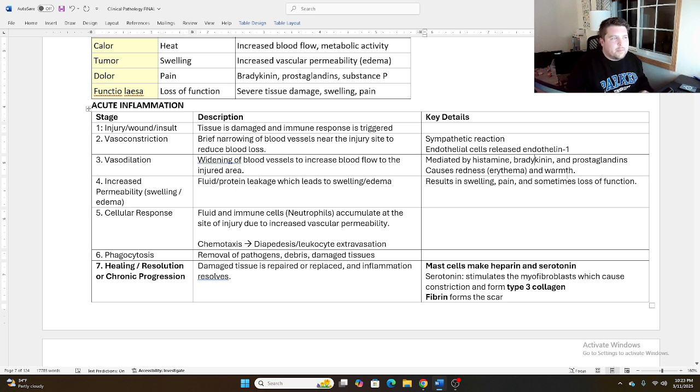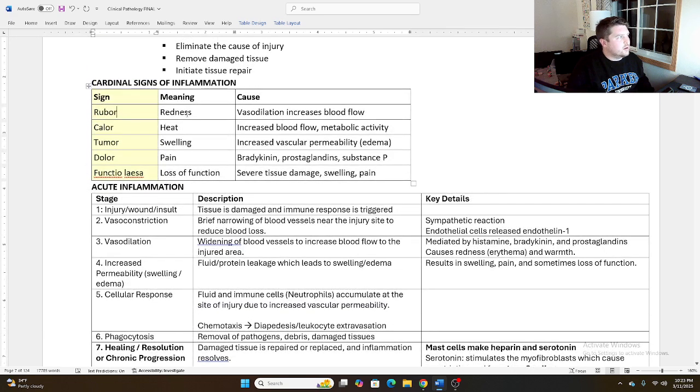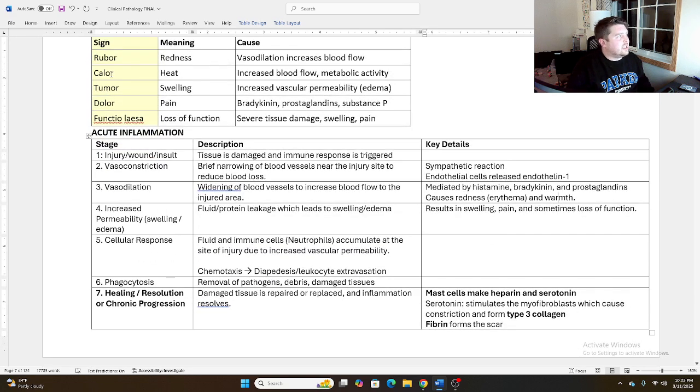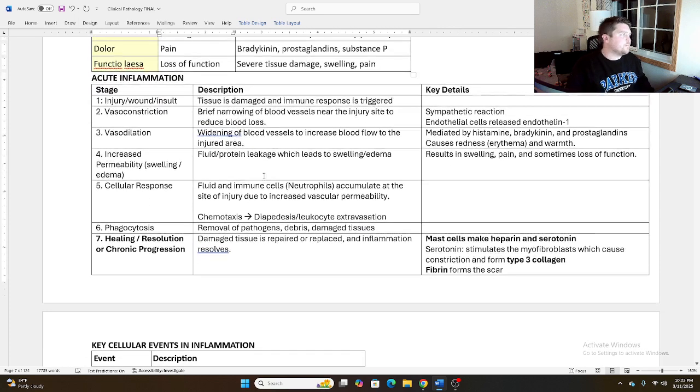We have histamine, bradykinin, as well as prostaglandins. These are released in the specific area. Bradykinin, for example, is also created when we have endothelial cell damage. Histamine and prostaglandins are produced in that same area when we trigger inflammation. The vasodilation is where we get the redness, the rubor, as well as some of the warmth, the heat, the calor.